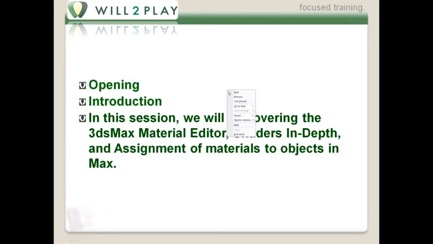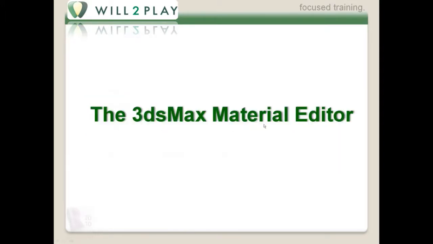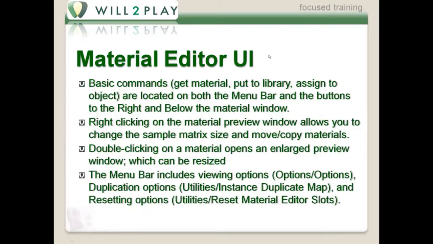So, basically I just regurgitate what I just said here. So, Max Material Editor. The first thing we're going to look at with the material editor is the UI. As it says here, the basic commands, like how you get your materials, put them to library, and assign them to the objects, are located in both the menu bar and the buttons to the right and below the material window. I'm going to pop that up and show you what I mean.